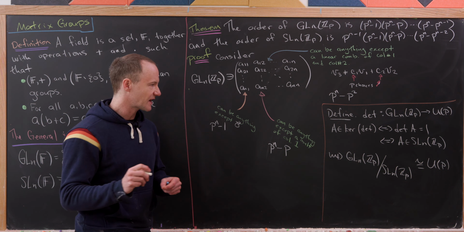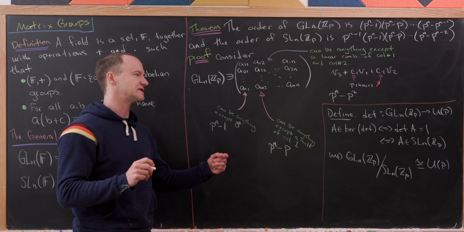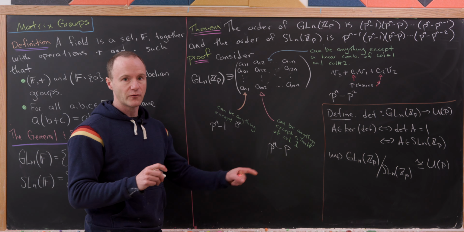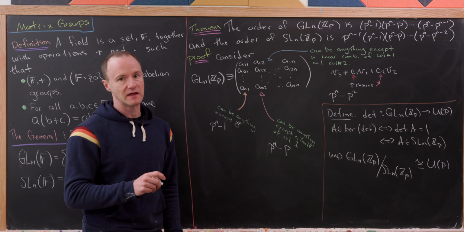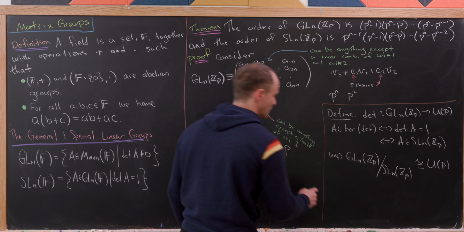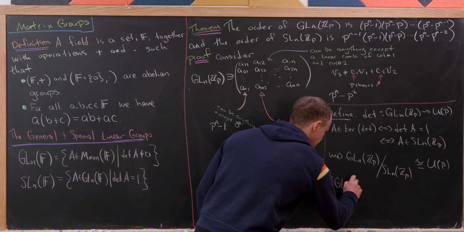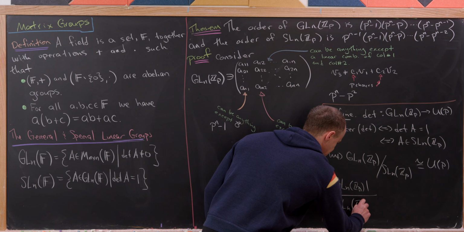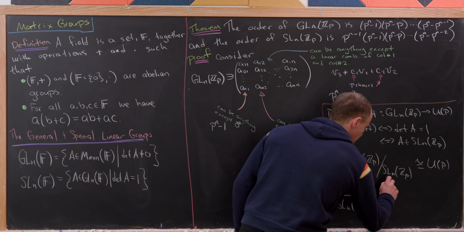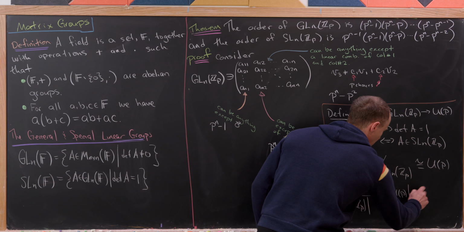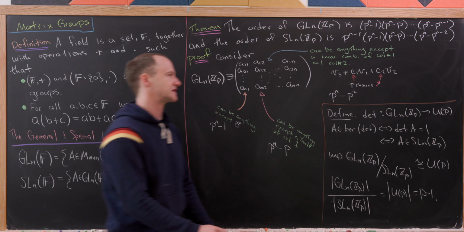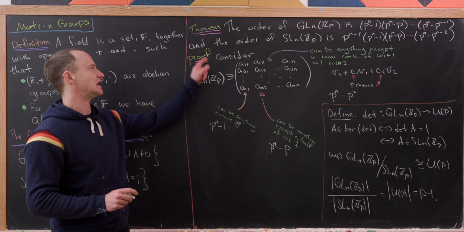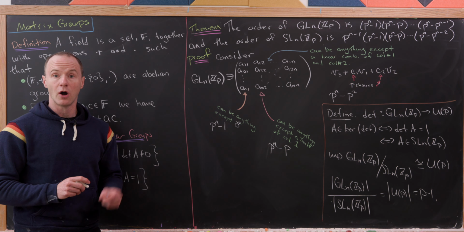And I guess we didn't check there that this homomorphism is surjective. I'll leave that as a bit of a homework exercise. But now if we take the order of everything in this isomorphism, we get the following equation. So we'll have the order of GL_n(Z_p) divided by the order of SL_n(Z_p) is equal to the order of U_p. But the order of U_p is, of course, p minus 1. So now solving for the order of SL_n(Z_p) will give us this second result. Okay, now let's move on.